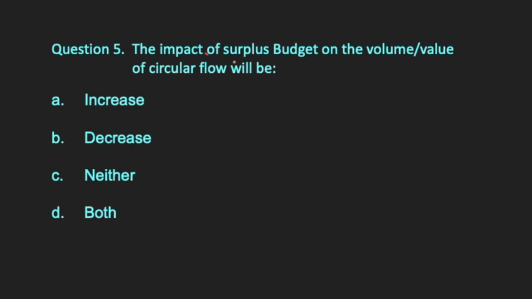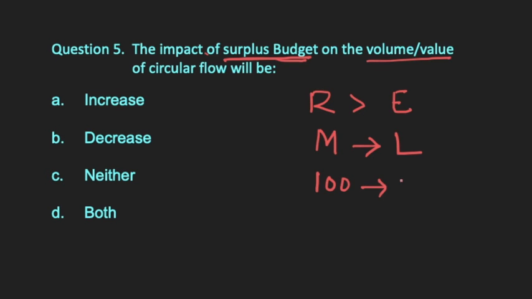Our last question is the impact of a surplus budget on the volume or value of circular flow. How is a surplus budget going to impact the value of circular flow of income? Now we first need to keep an eye on its meaning. A surplus budget means when your revenue is more than your expenditure. That actually means that the government receives more and it spends less. For example, it is receiving $100, then it is only spending, supposing, $80, and $20 it is keeping with itself.